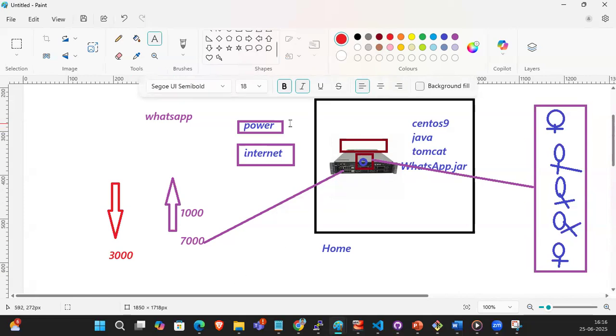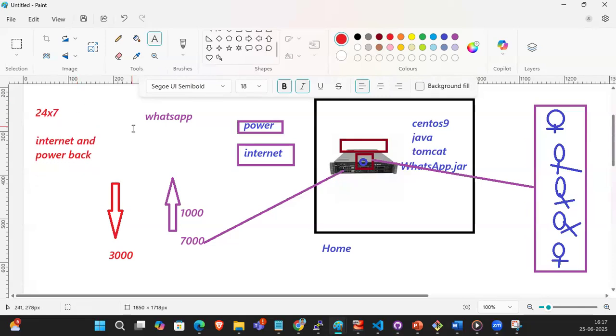So we need a solution. The solution we need is someone who is providing 24 by 7 internet and power backup.